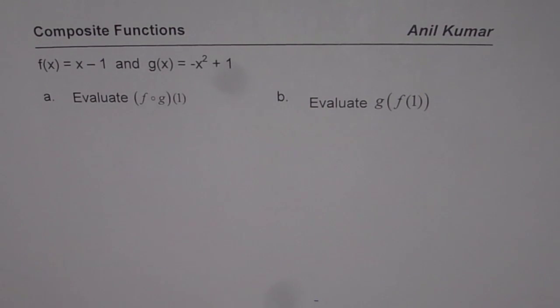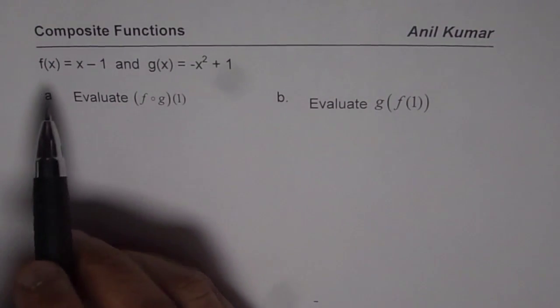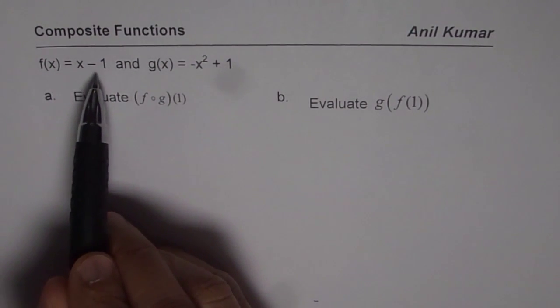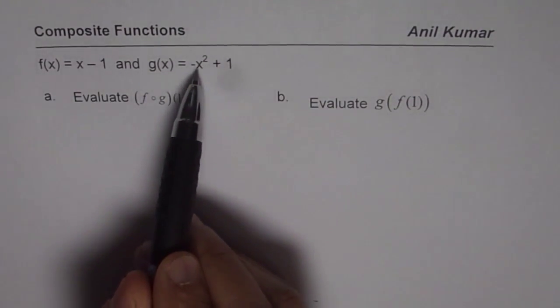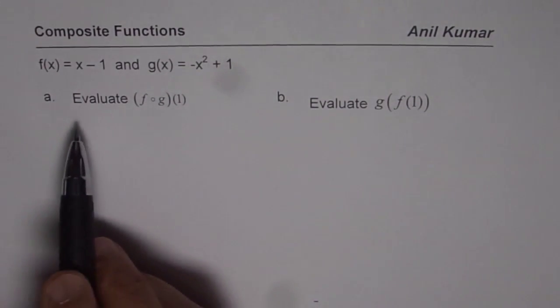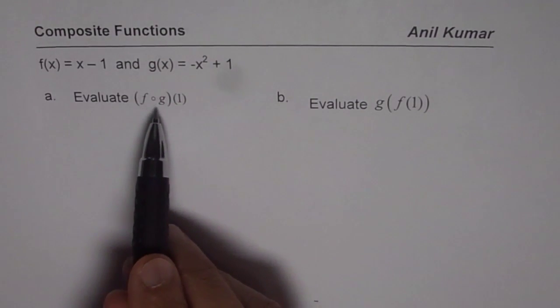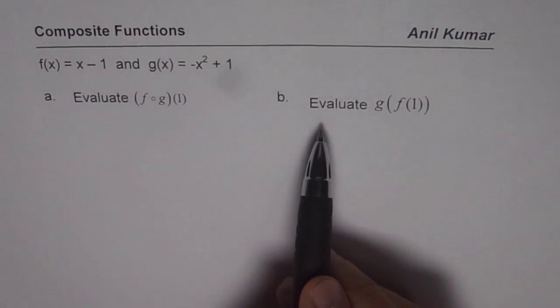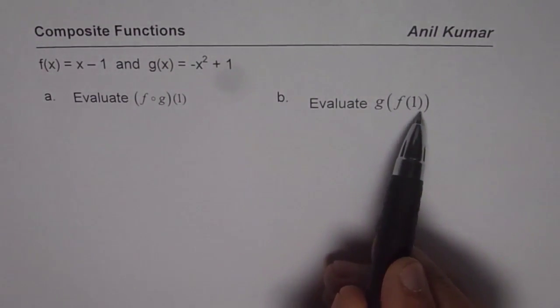I'm Anil Kumar, and in this video we will understand how to evaluate a given composite function. f of x equals x minus 1 and g of x equals minus x squared plus 1. We need to evaluate what is f of g of 1 and also what is g of f of 1.